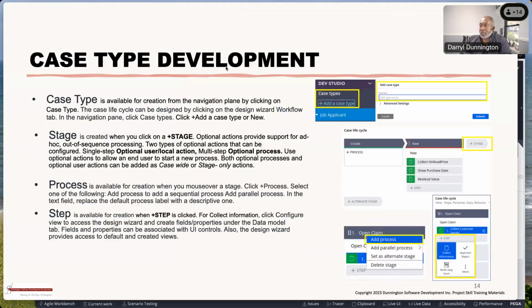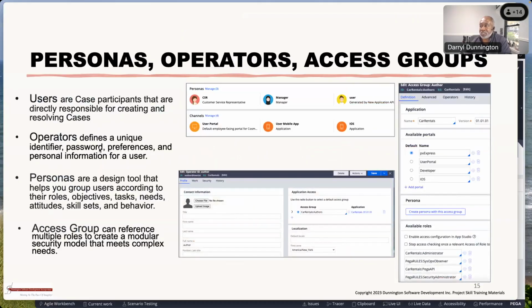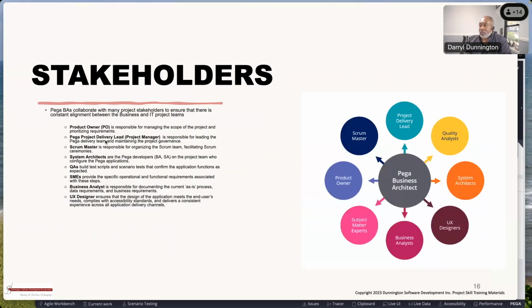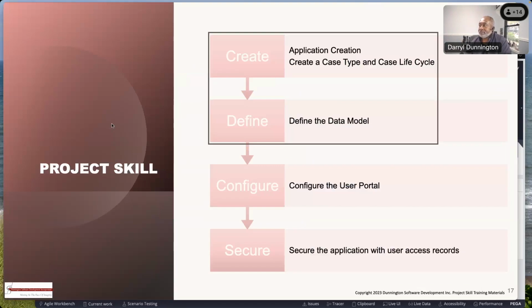All right. So we've already talked about case, stage, process, and step, personas, operators, access groups, and of course the stakeholders that we look at as a business architect. There are many stakeholders that you have to address and work with. All right, so let's go ahead and get into the system now.